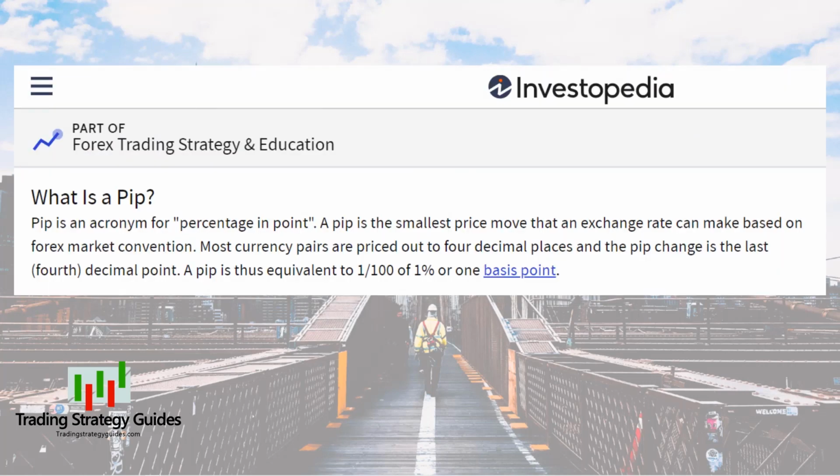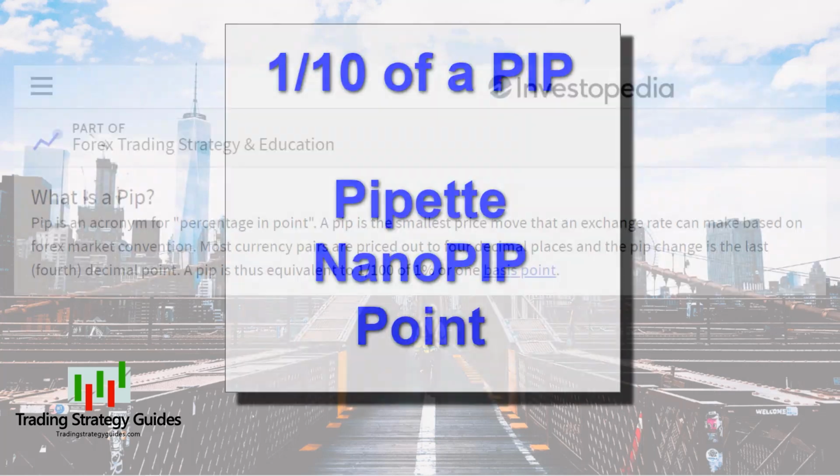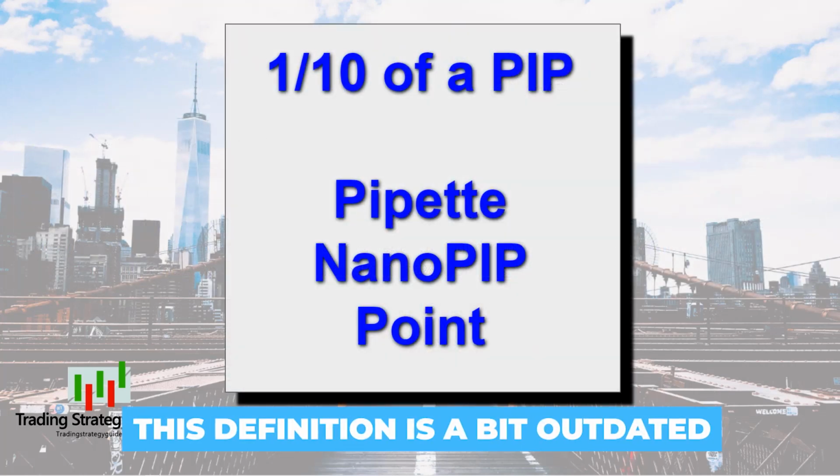So according to Investopedia, a PIP is the smallest price move that an exchange rate can make based on Forex market convention. Most currency pairs are priced out to 4 decimal places, and the pip change is the last or 4th decimal point. A pip is thus equivalent to 1/100th of 1% of 1 basis point. As it turns out, this definition is just a bit outdated.